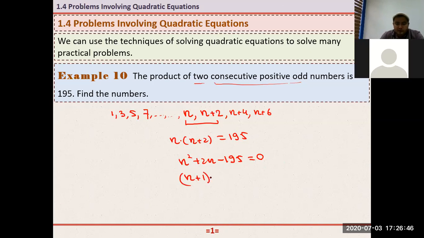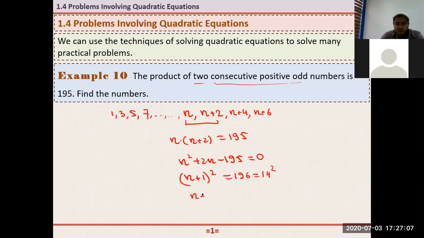(n+1) squared. If you expand this, I have n squared plus 2n plus 1, plus 1, so minus 1, right? Plus 1 minus 1 is equal to 0. Minus 1 minus 196, it is 196. Take it to the right-hand side. Here we have 196, which is equal to 14 squared.